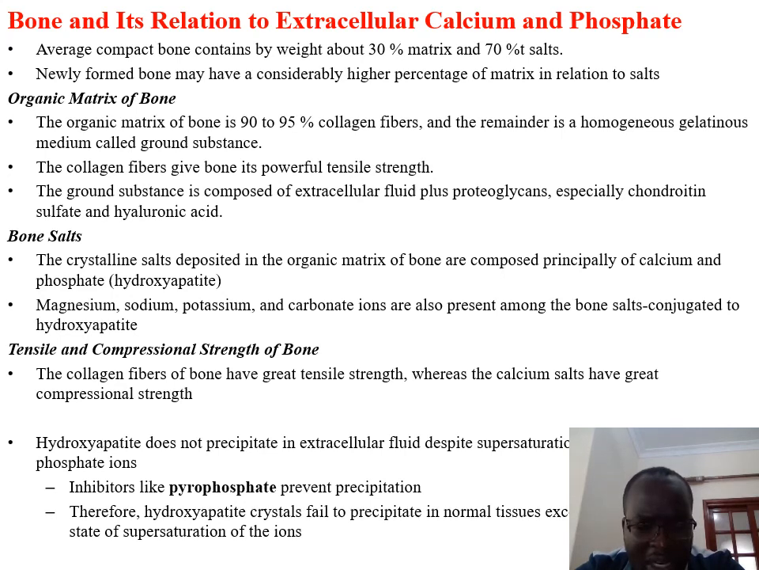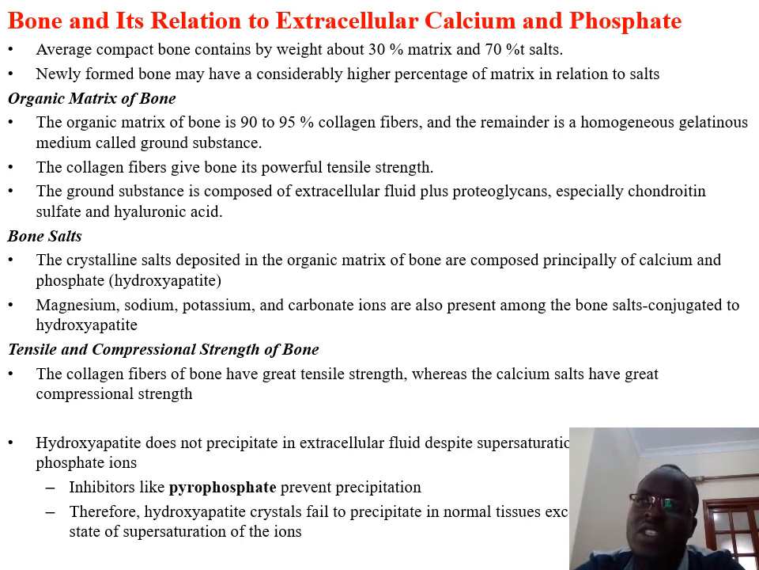The hydroxyapatite does not precipitate in the extracellular fluid despite supersaturation of calcium and phosphate ions. This is because we have inhibitors like pyrophosphates, which prevent precipitation. The hydroxyapatite is only going to precipitate within the bone tissue, because in the bone tissue you don't have inhibitors like the pyrophosphates. So the minerals will precipitate in bone tissue, but in other soft tissue like blood vessels and clots, you won't find precipitation of these salts. Why?